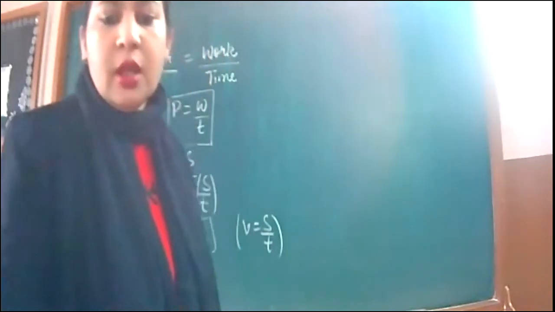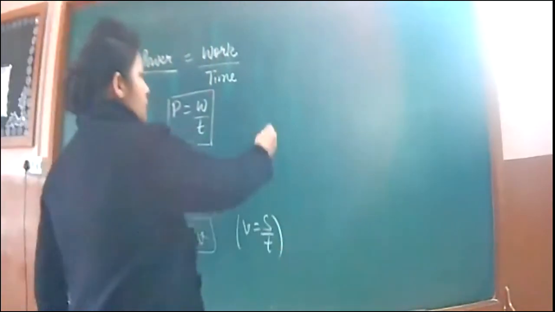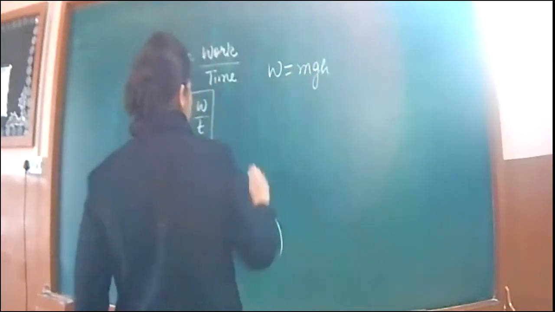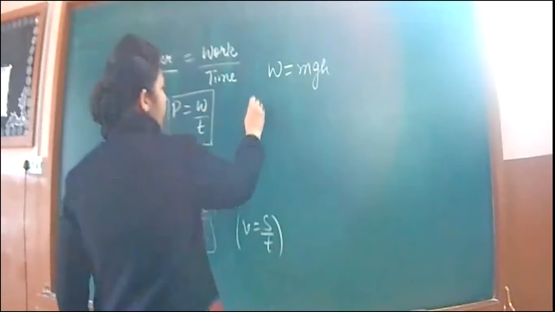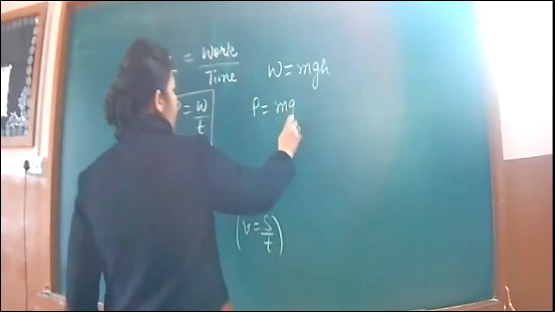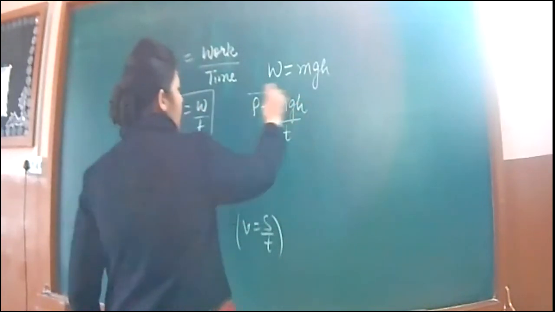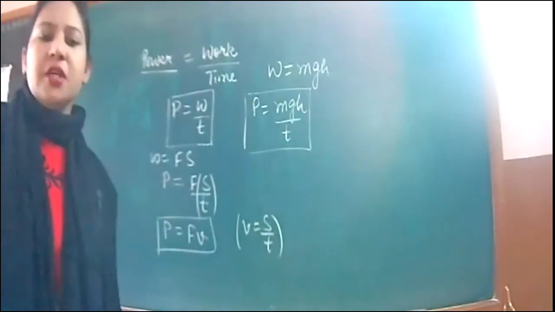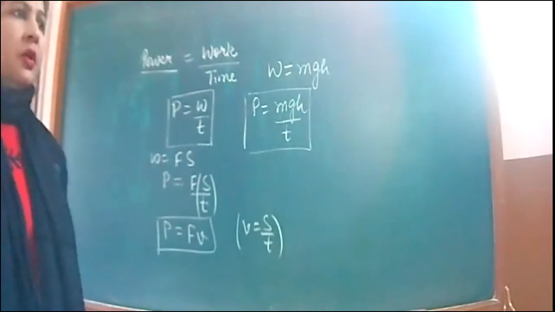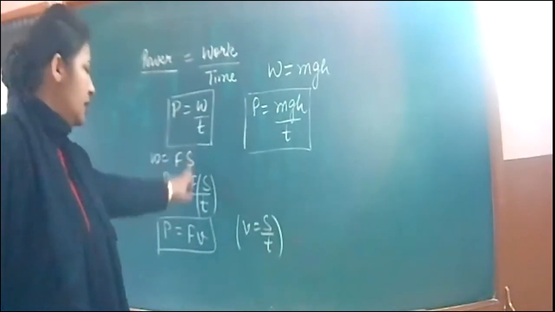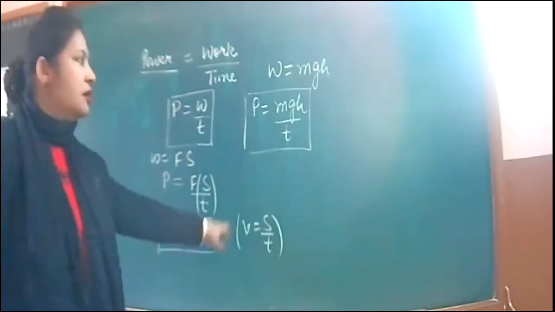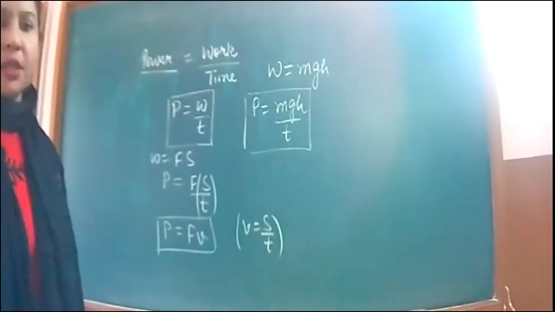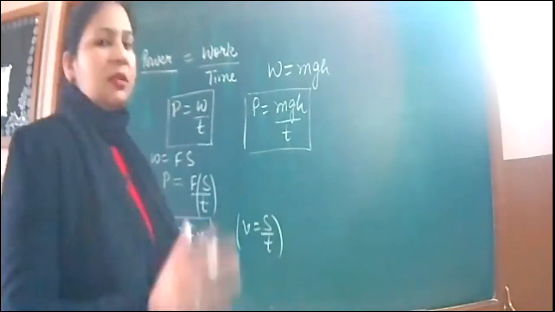When we use the formula of work, mgh, potential energy we calculated in the form of work, then the formula of power becomes mgh upon time. This is another formula for power, mgh upon time. So the first formula is work upon time, then force into velocity, then mgh upon time. Any formula we can use accordingly. And this is mechanical power.